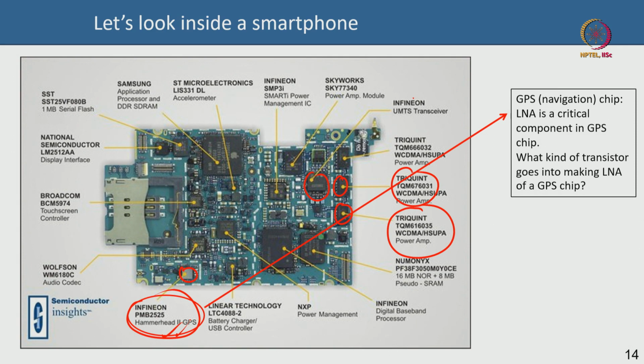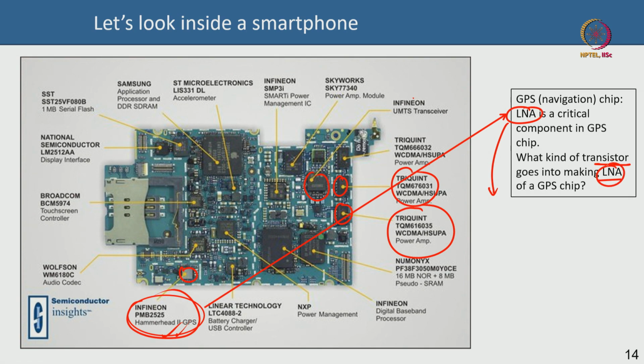The GPS chip is very critical, the navigation chip, right, and inside the GPS the LNA is again super critical. Because the signal that you are getting from the satellites for global positioning, the navigation, India has its own NavIC system, by the way, coming up. So, you need to take a very weak signal with a lot of noise, you need to amplify, you need to get the location very accurately. So, LNA is a very critical component. What kind of transistor goes into making the GPS chip? I mean the LNA of the GPS chip, I am talking only of the LNA, the low noise amplifier.